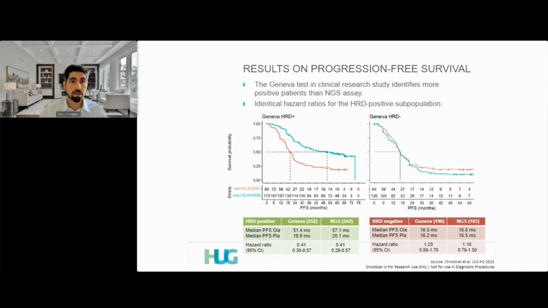And we could see that in the HRD positive with the Geneva test, we have a really nice separation between patients that receive olaparib and placebo for the progression-free survival. And the hazard ratio is really similar to the NGS approach at 0.41. On the HRD negative population, we see the same result as on the PAOLA-1 trial, no difference between the 2 populations, depending on if you get olaparib or the placebo.